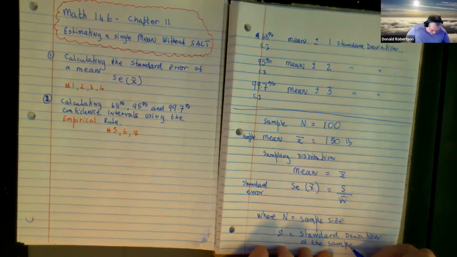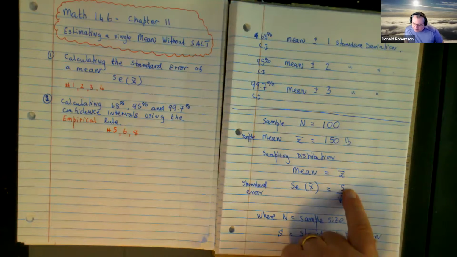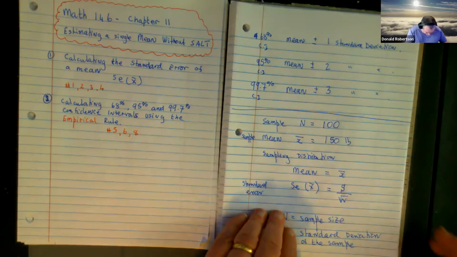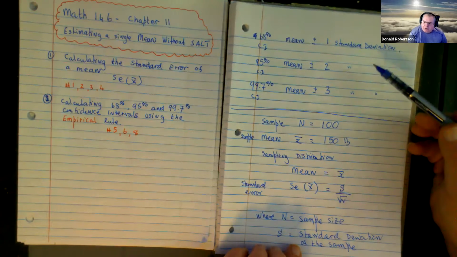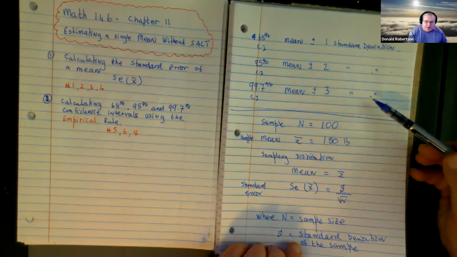Can you imagine every one of these 100 people was put into your software or your calculator, and you found the standard deviation of them? So little s, looks like a 5, is the standard deviation of the sample. And these will allow me to get a 68, a 95, or a 99.7. We'll show you later how we use these two. But right now, we're just going to find the standard error part.